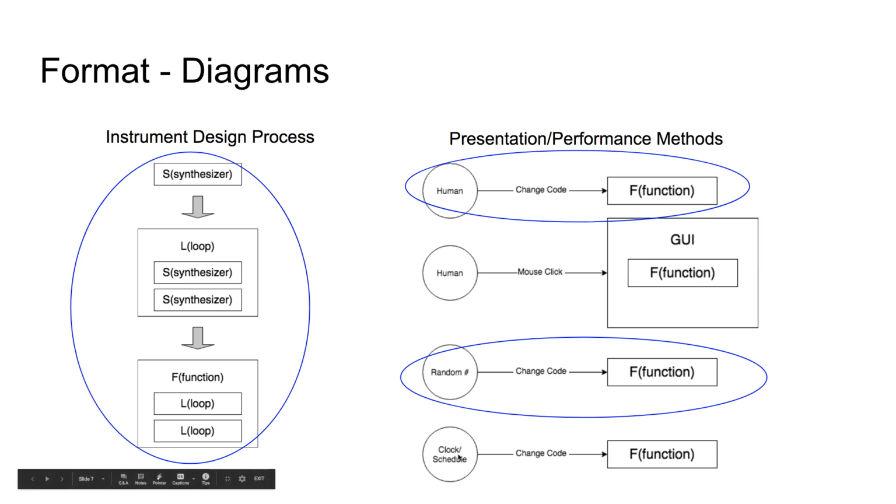Now, when we create music with a DAW, what we're doing is making scheduled events, right? At measure 1, do this; measure 3, do this; measure 4, do that. So we can also create a little clock or schedule to trigger or change the parameters of the function at a specific time. But today's example, we only use the human changing the code and the computer randomly changing the code.